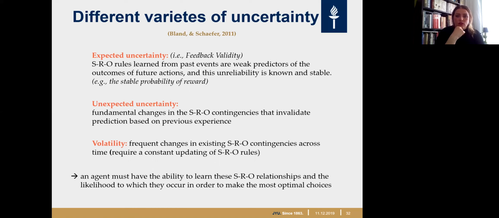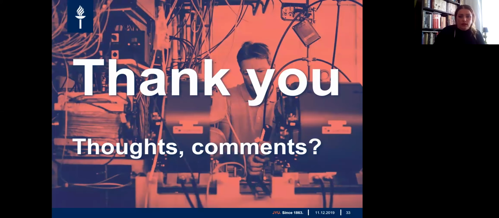So the goal to manage uncertainties in decision making is to learn these relationships and the likelihoods with which they occur to make the most optimal choices. So in decision making under high uncertainty, there would possibly be some ways to incorporate these SRO rules. And that was the last slide.